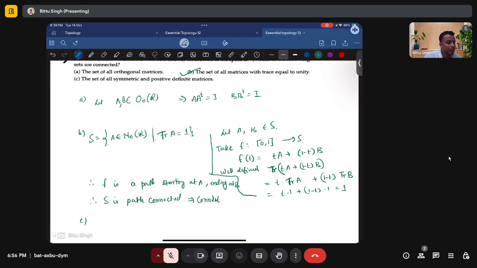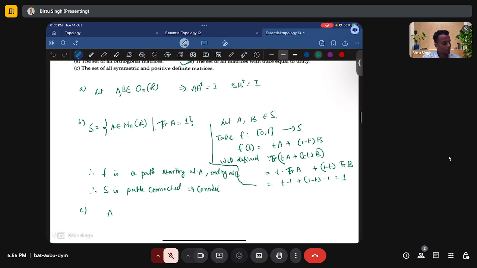What about C? The set of all symmetric positive definite matrices. Again, we can apply the same idea. Suppose A, B be positive definite symmetric matrices. The same idea. We only need to see that this convex combination is symmetric and positive definite.